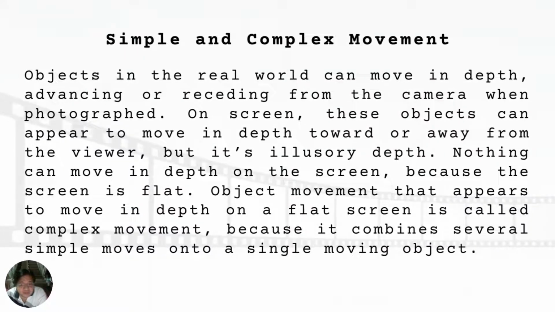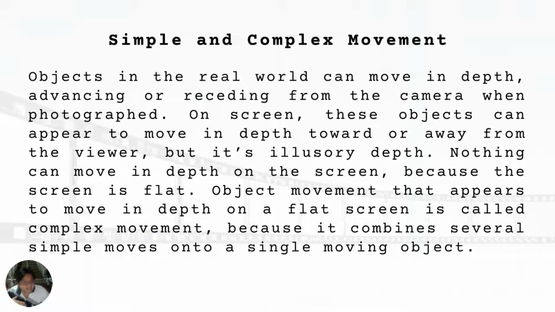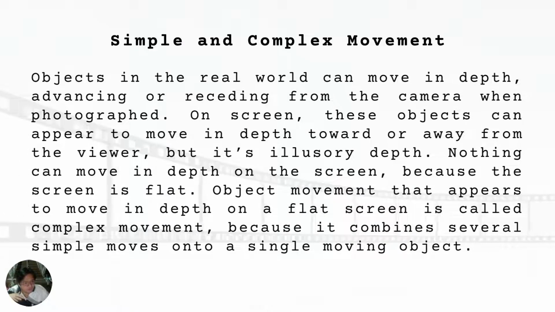Now, objects in the real world can move in depth, advancing or proceeding from the camera when photographed. Then it becomes complex movements. Before, in terms of 2-dimensional, there are only simple movements. Now, these objects can appear to move in depth toward or away from the viewer. This is illusionary depth because, technically, the screen is 2-dimensional only. So the depth is only an illusion.